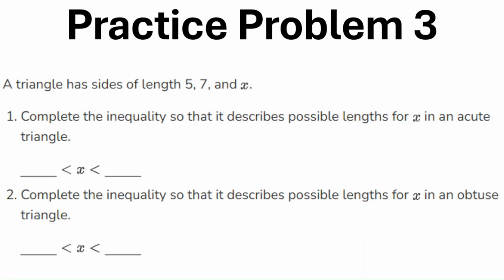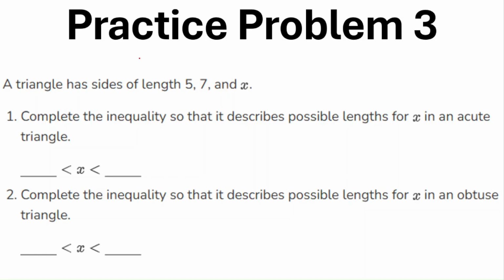Practice problem number 3. A triangle has sides of length 5, 7, and x. Number 1, complete the inequality so that it describes possible lengths for x in an acute triangle. Complete the inequality so that it describes possible lengths for x in an obtuse triangle for number 2.